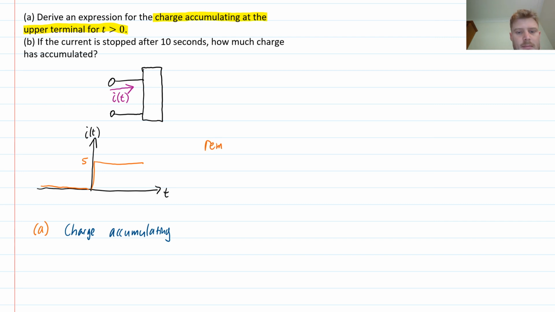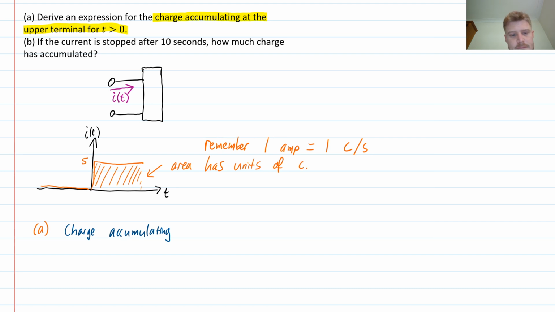So we'll make a little note here. Remember, 1 amp equals 1 coulomb of charge per second. So the area under this curve, given that time is measured in seconds, must have units of charge. So area has units of coulombs.